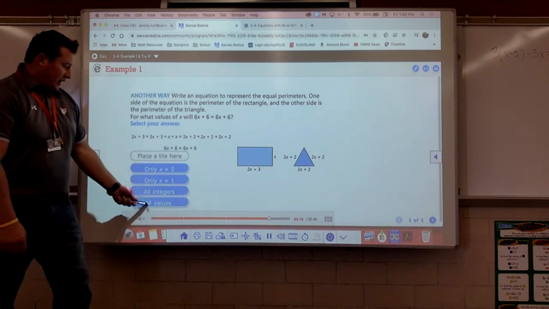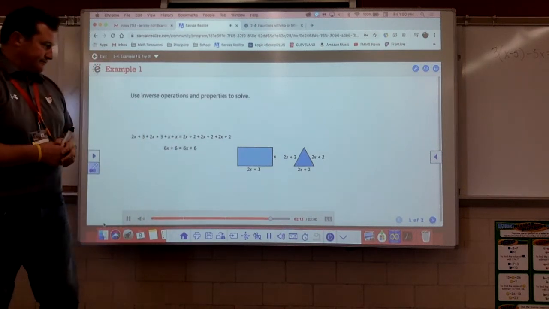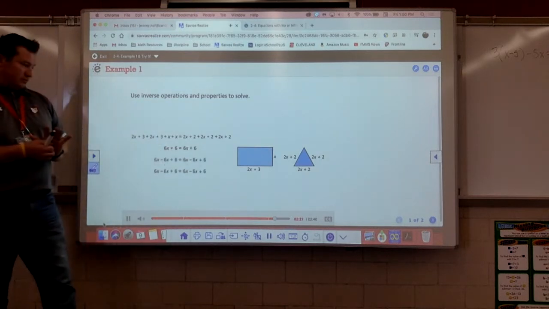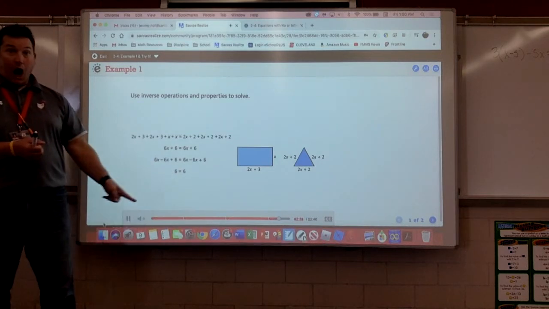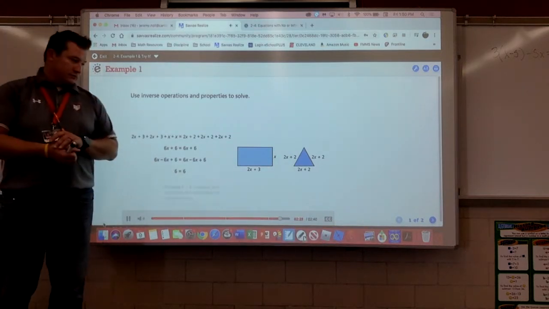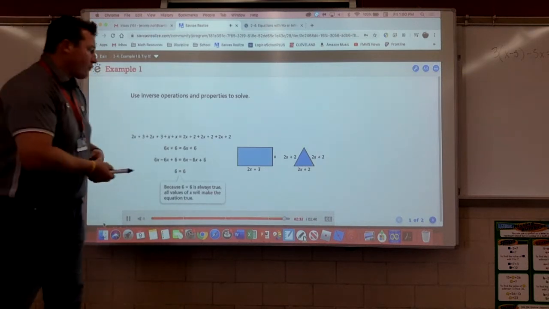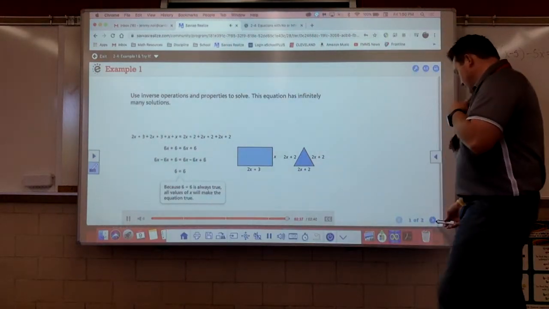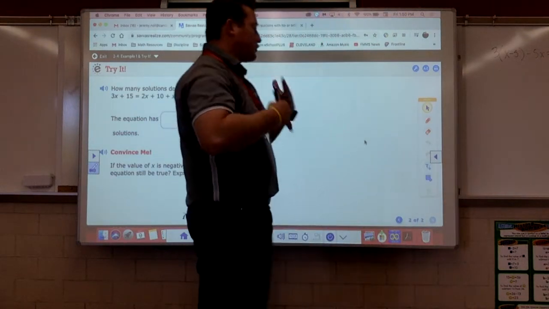So anyway, all values is what we should be looking for here. Now, use inverse operations and properties to solve. Move the smaller variable, 6 times x, from both sides. Watch what happens. Simplify. So 6 is equal to 6. And because 6 equals 6 is always true, all values of x will make the equation true. This equation has infinitely many solutions. So guys, this is what we have to recognize.